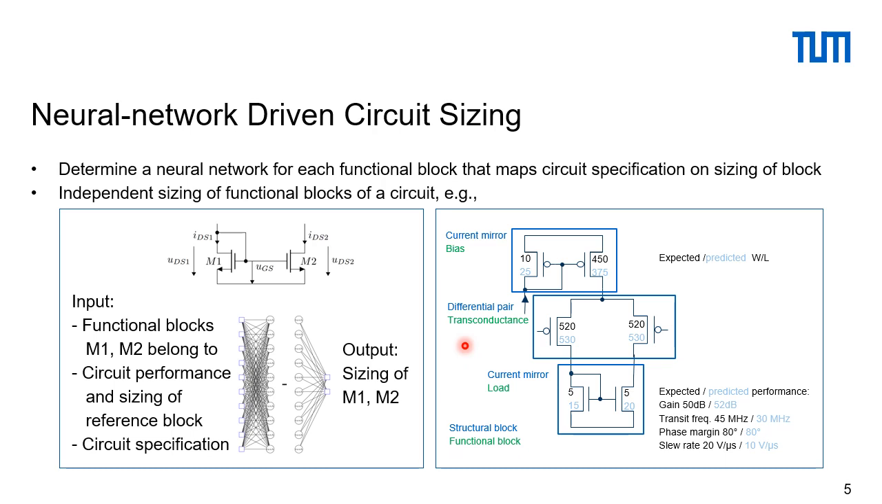Now with this library and equations we have determined an expected sizing, which are the black values here, and also the expected performance, which is given here. And then after that, with all these individual neural networks for each functional block, right, 20 and something of them, we have done the sizing, and these light blue numbers here are the predicted values by the neural networks. Here it looks very good. These ones don't look that good. You can see gain is well predicted, phase margin is well predicted, transit frequency and slew rate not so well.